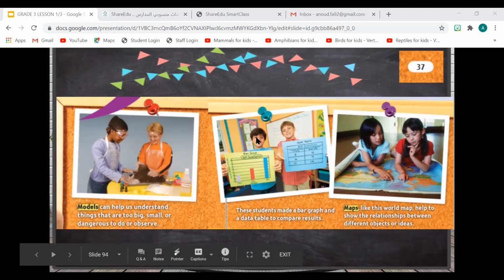And we talked about the bar graph and the data table. We can compare the results between these two guys. We need them both. What about maps? Maps can be really helpful. Look at this world map. They help to show the relationships between different objects or ideas.